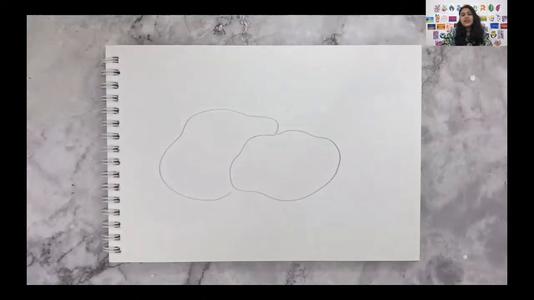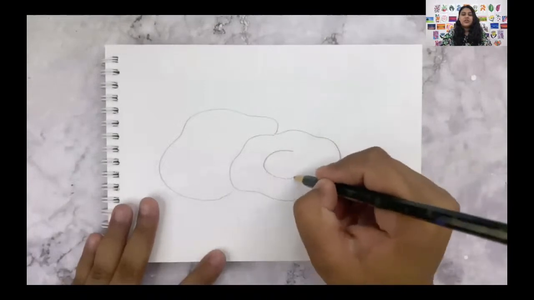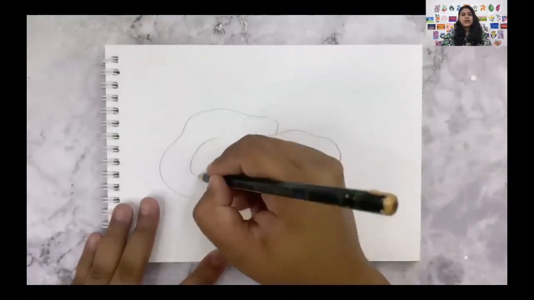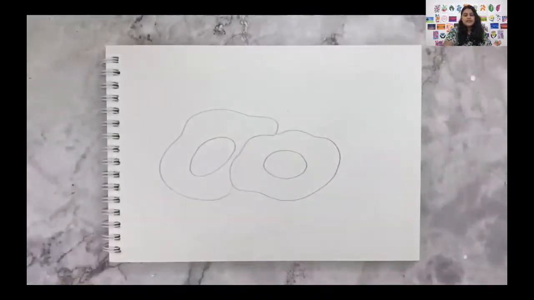Excellent. Next, I want you to go ahead and draw the center yolk. So I'm just going to be doing two big ovals for that. Perfect. Awesome job. Really well done, everybody. Good work. Really well done. Excellent.